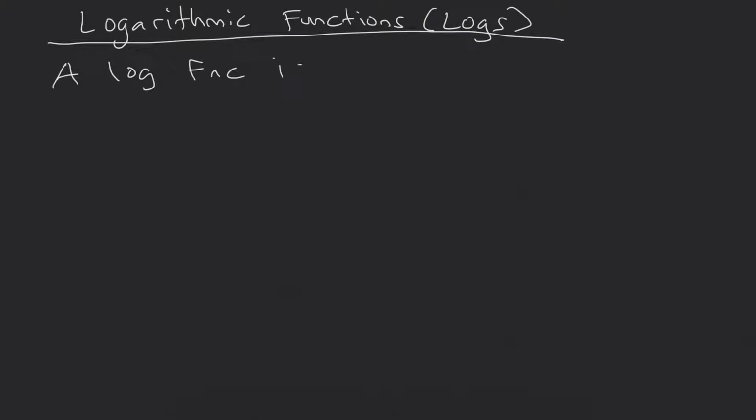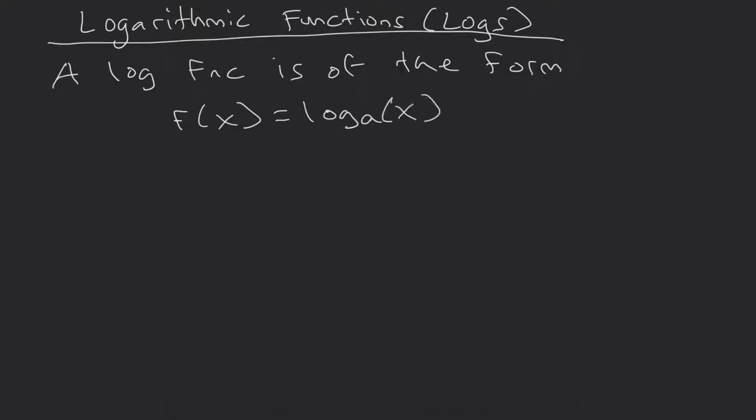So a log function is of the form f of x equals log base a of x, where a is greater than 0, a is not equal to 1. Now, those conditions there, they just carry over from exponential functions that we did last time, and I'll explain why a little bit later. But those are the same conditions that we had for exponential functions for very similar reasons.